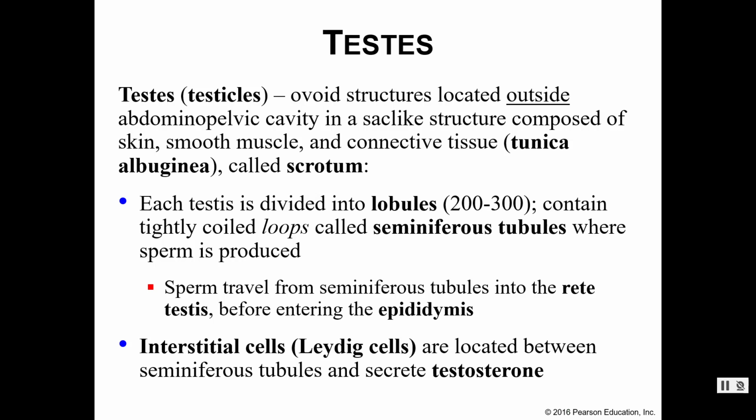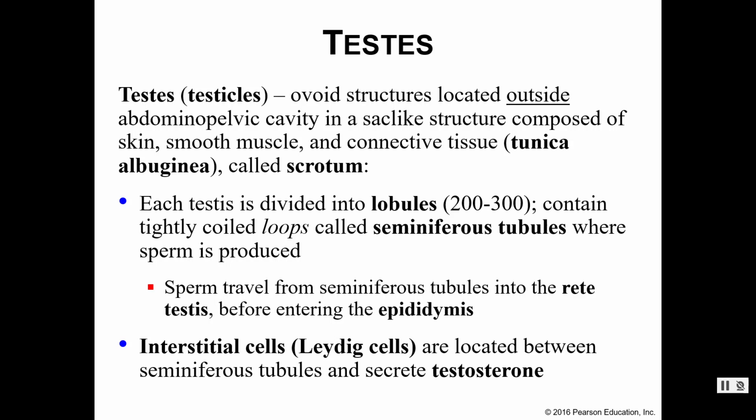In this recording, we'll discuss male anatomy. The testes or testicles are ovoid or oval shaped structures. They are located outside of the abdominopelvic cavity. They live in a sac-like structure that is composed of skin, smooth muscle, and connective tissues, specifically the tunica dartos. This structure is just more commonly known as the scrotum.